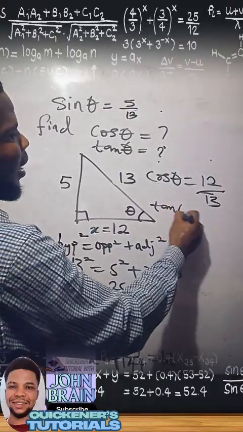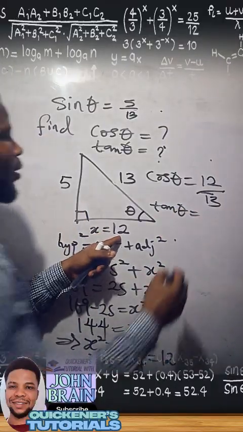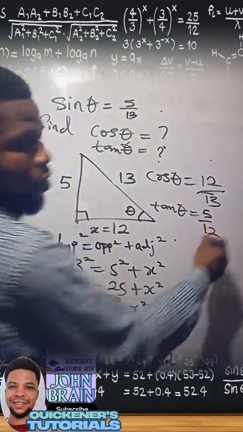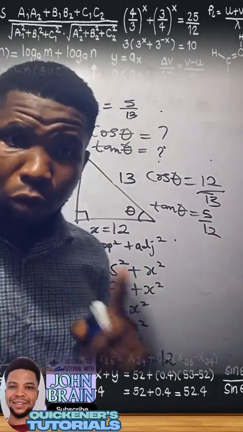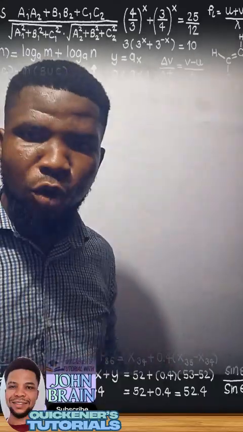Then tan theta is opposite over adjacent, that's 5 over 12. Do you see that? So when you have questions like that, you know what to do. Good. Let's try others.